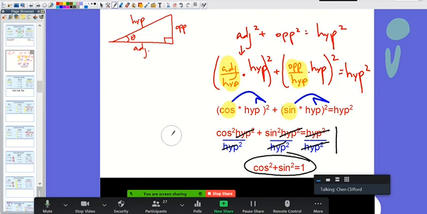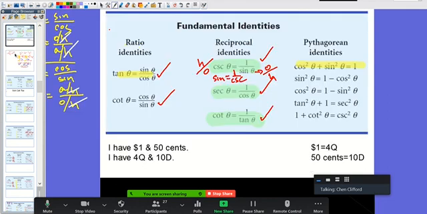That's what we're left with. So I just proved to you why cosine squared plus sine squared equals 1. That's the most important identity that we're learning. Now, all these pink highlights underneath are basically a rearranging of this. Let's start with this pink highlight here.